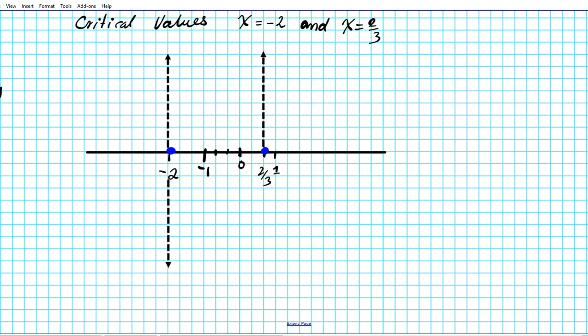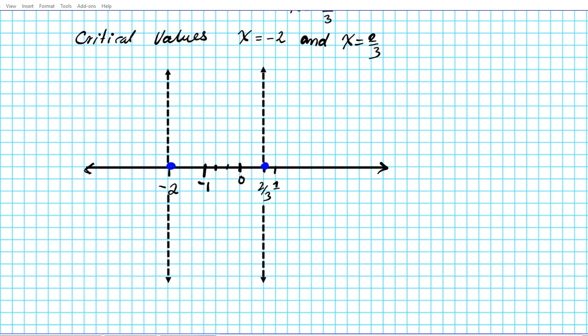Alright, so what we've created is 3 intervals using our critical values. So the question is, which interval or intervals satisfy the given inequality? Which inequality are we considering here? We're talking about the original.